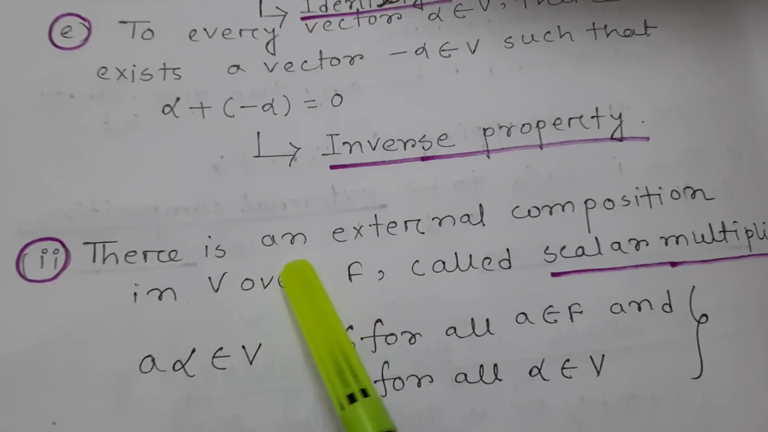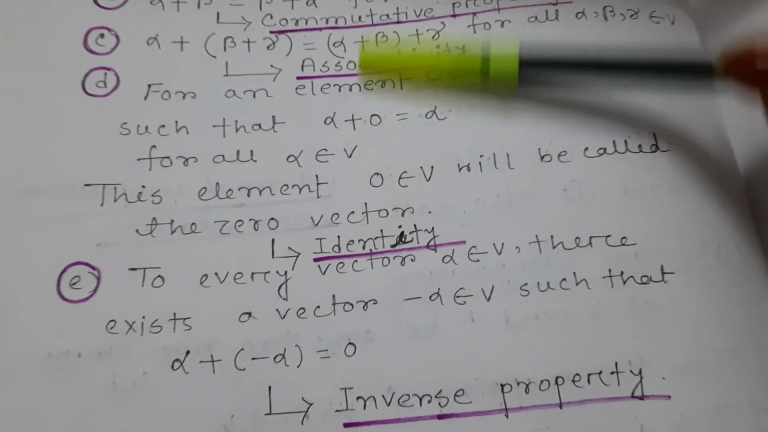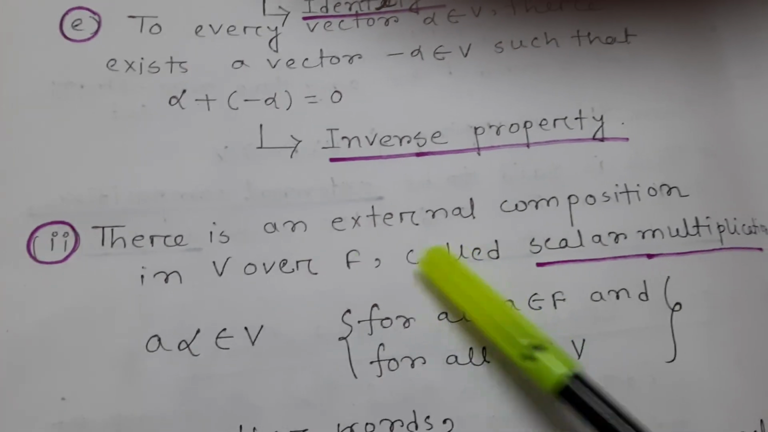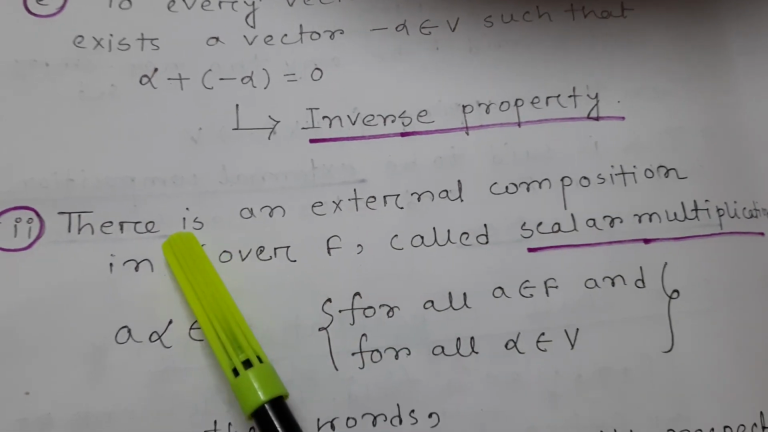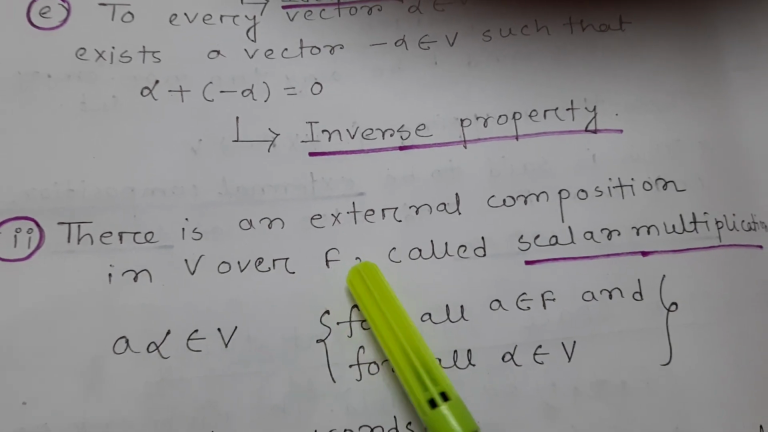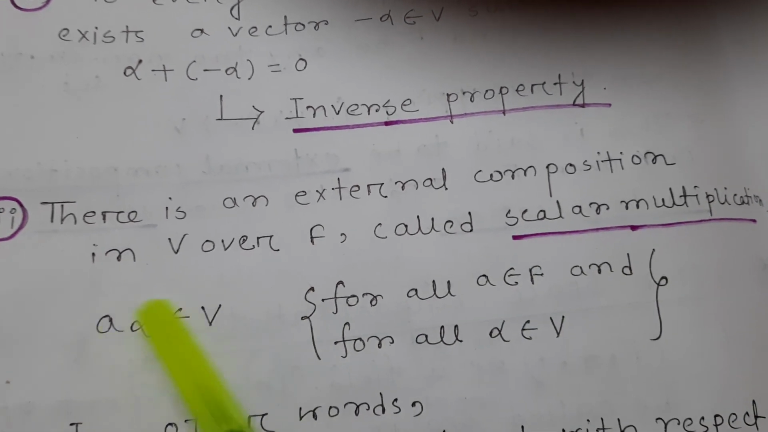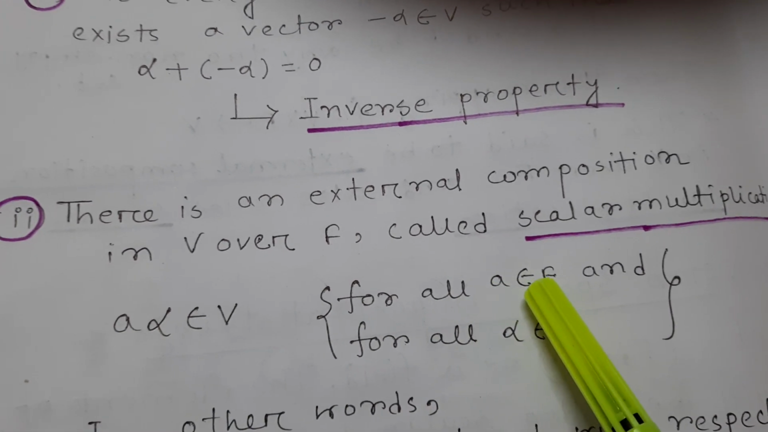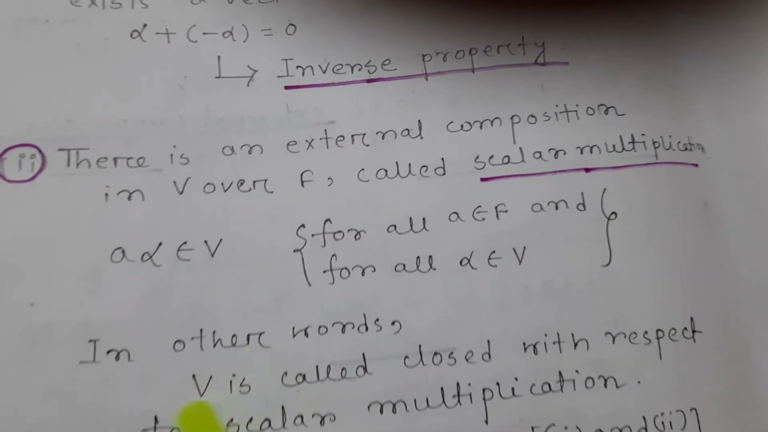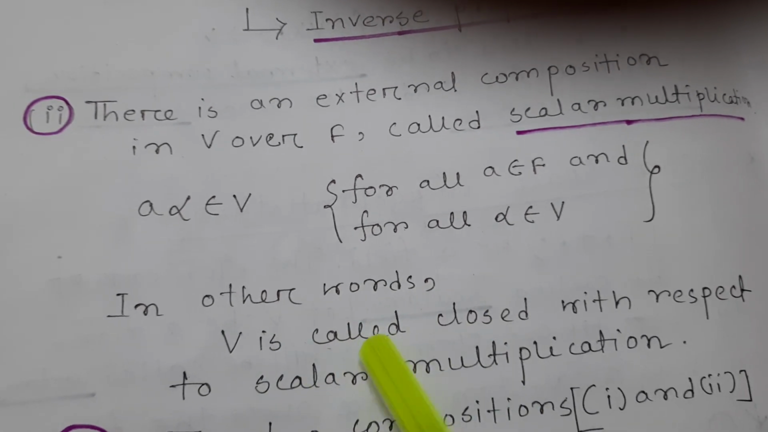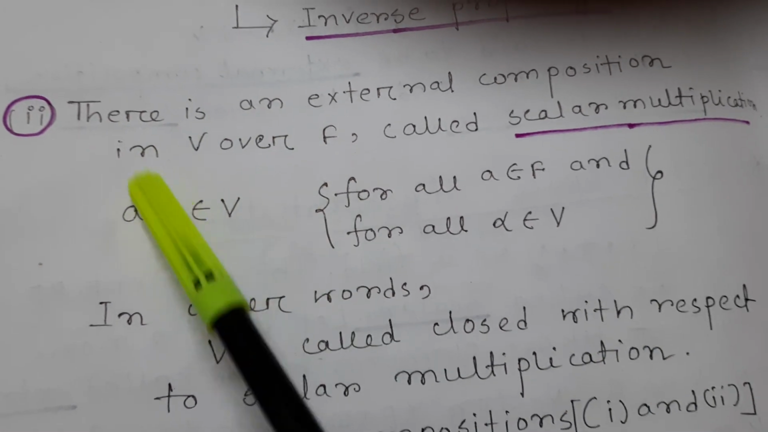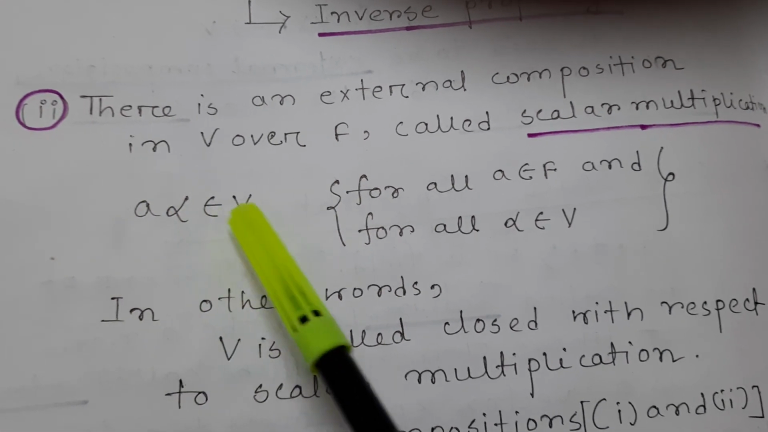Okay, second part. The first part was for internal composition, the second part is for external composition. Let's see. There is an external composition in V over F called scalar multiplication, because a belongs to F and alpha belongs to V. A scalar element, okay, it's scalar multiplication. In other words, V is closed with respect to scalar multiplication. This is closed because a alpha belongs to V.